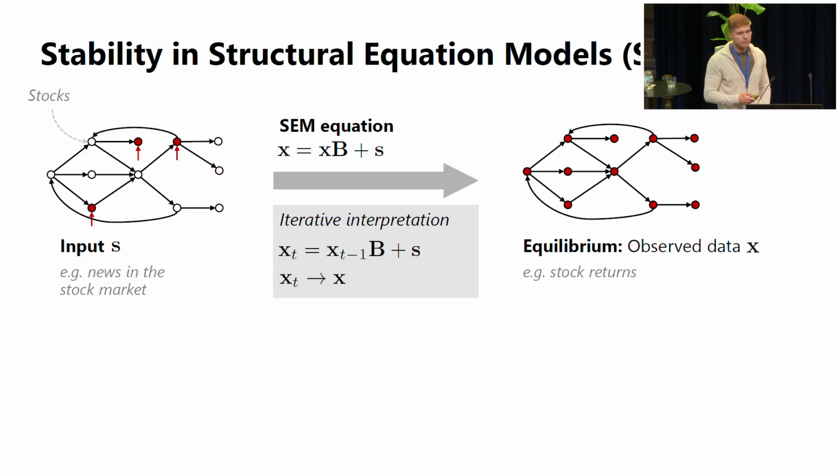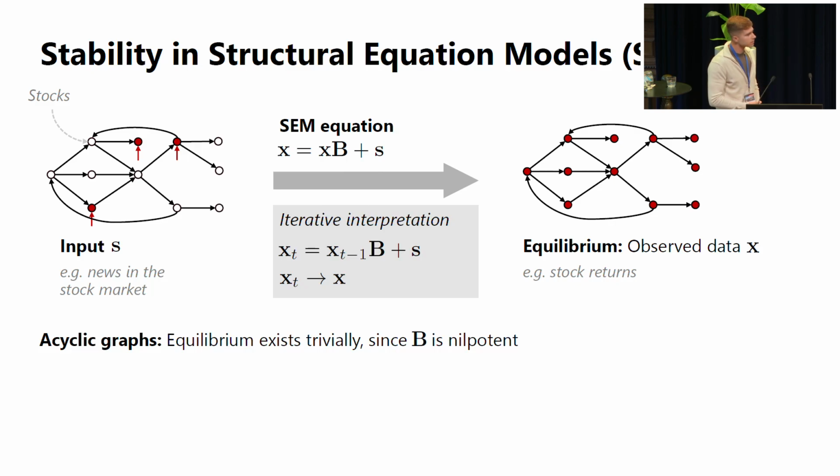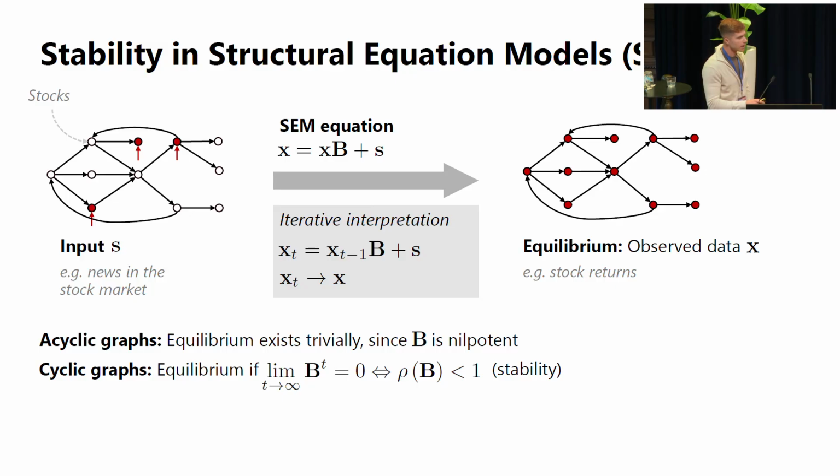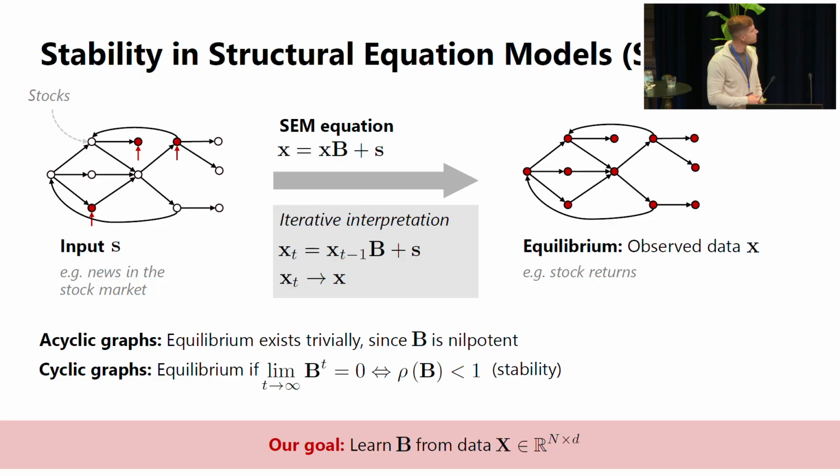And this equilibrium for acyclic graphs exists trivially because the adjacency matrix is nilpotent. And for cyclic graphs, this equilibrium exists only when we have stability. Stability here means that the spectral radius of the adjacency matrix is less than 1. And so under this assumption, our goal is to learn the causal graph B from data X.